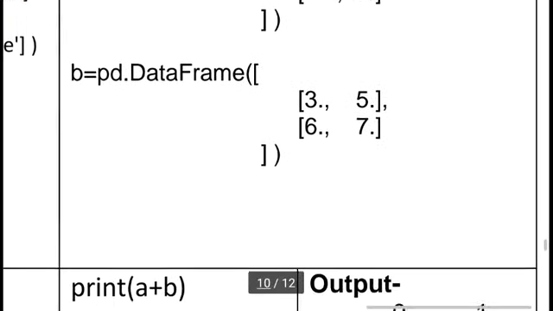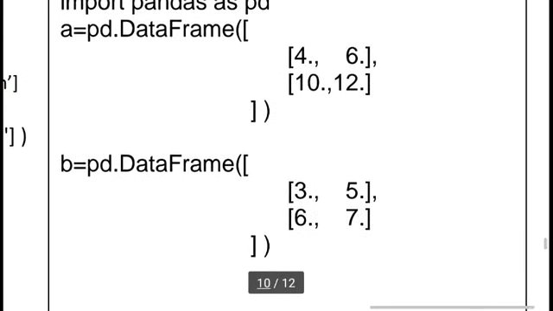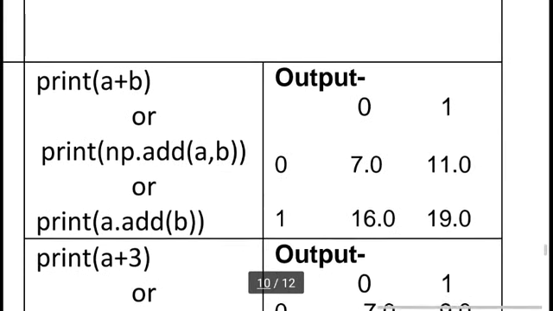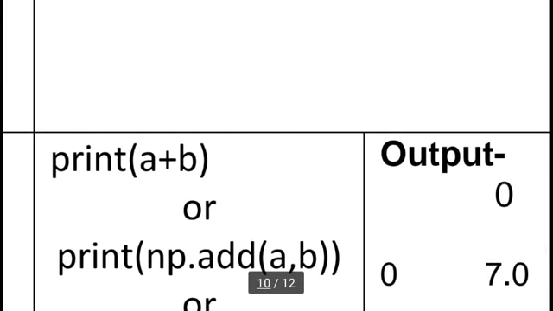Okay, now here I am writing a + b. This is our simple arithmetic expression. So a + b means 4 plus 3, 6 plus 5, 10 plus 6 and 12 plus 7. The output is, you can see, 7, 11, 16 and 19. A + b is our arithmetic expression, where we directly add two values. Here I am simply adding two data frames.